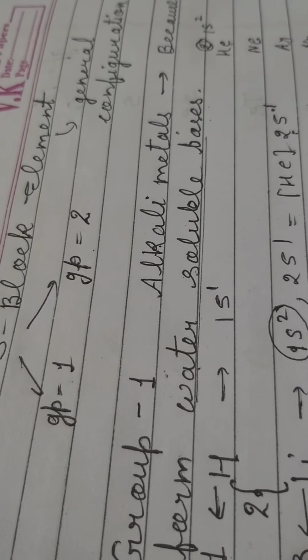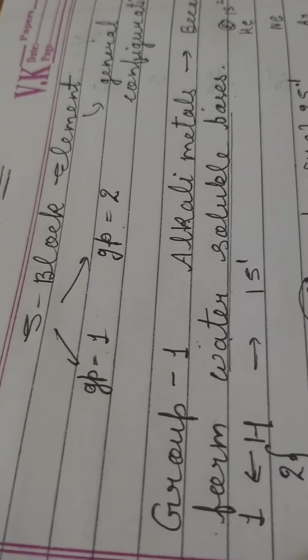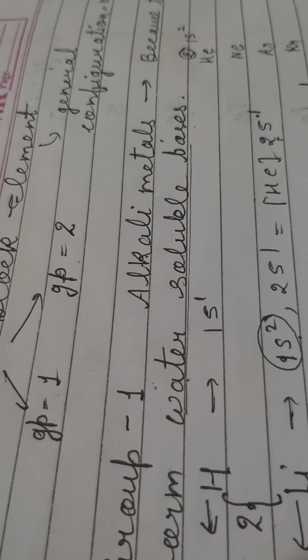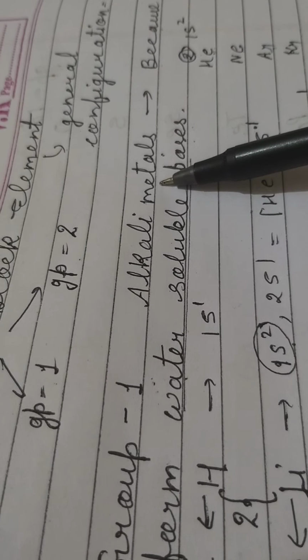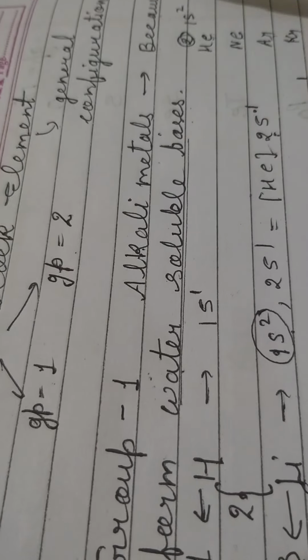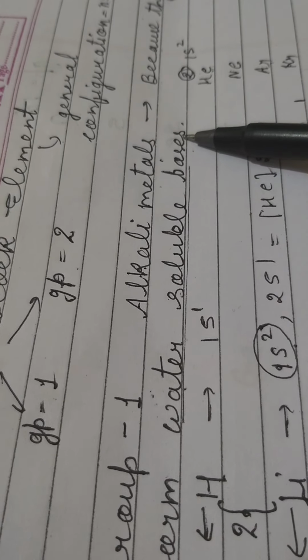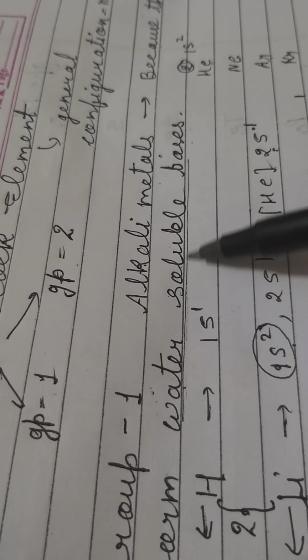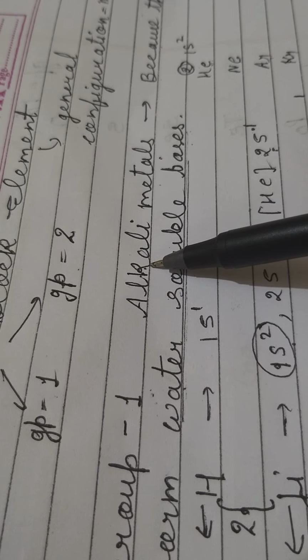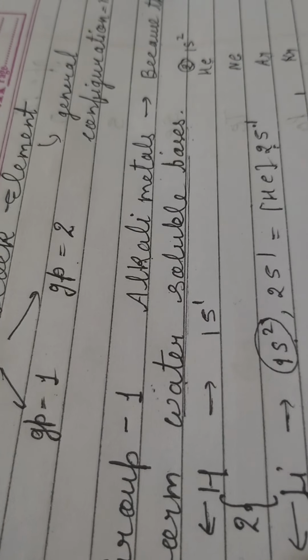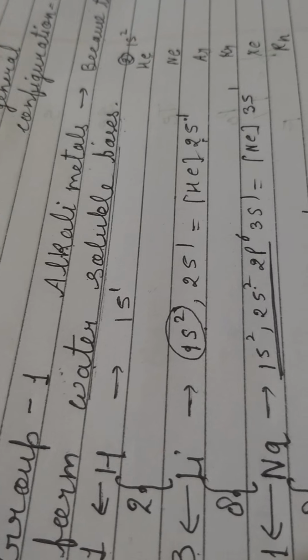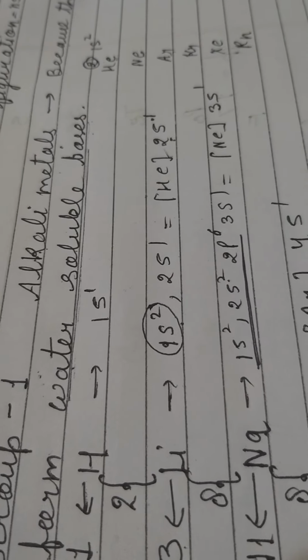Now you have to see the statement I have written for you. Group 1 elements are called alkali metals. Why do we call them alkali? Because they form water soluble bases, and water soluble bases are known as alkali. That's why we have given the name alkali metals for group 1.